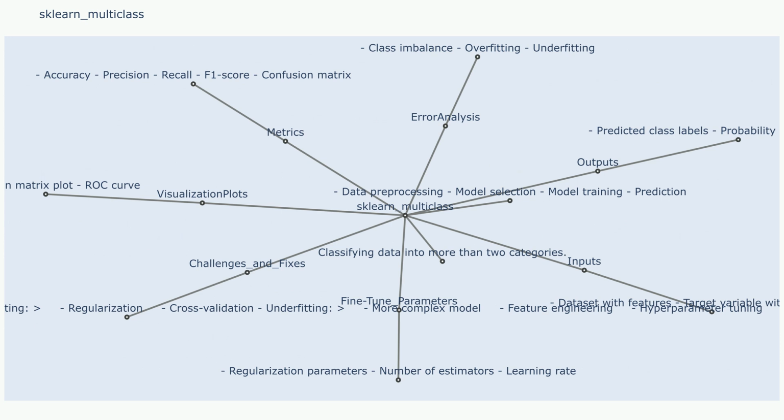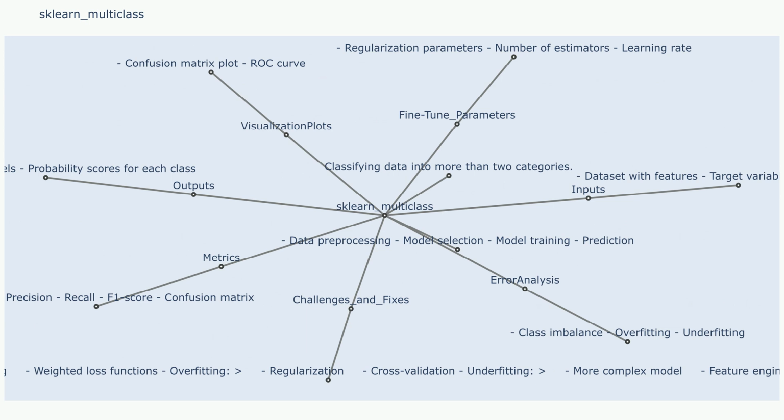Challenge 3. High dimensionality. This arises when the number of features in the data is very large, leading to computational challenges and potentially overfitting. Sample use case that resulted in challenge 3. A dataset with thousands of features may be difficult to process and can lead to a model that is overly complex and prone to overfitting.